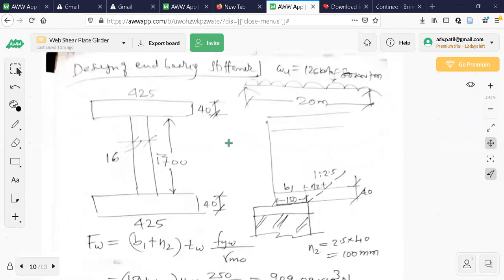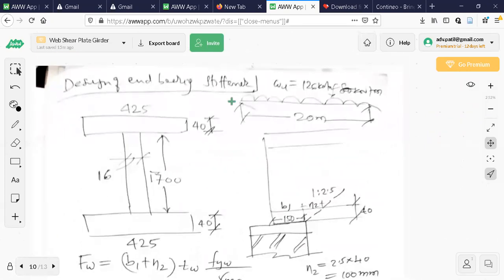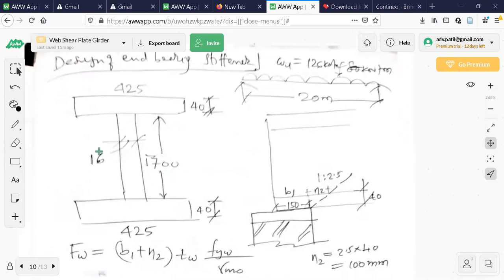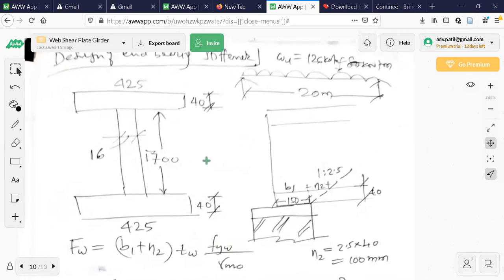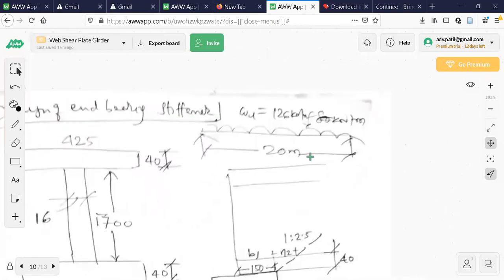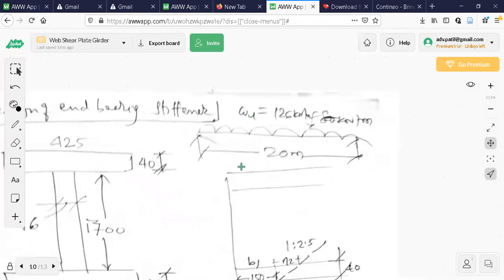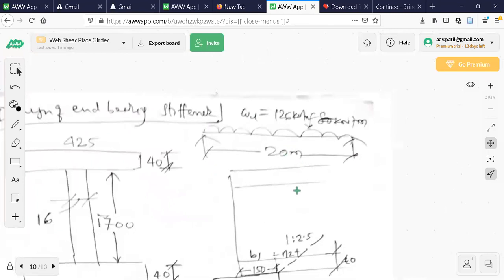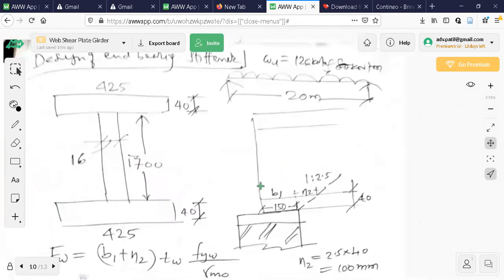Now observe here, some data is given. We are in the third or fourth step of the solution. These are the dimensions which are checked for shear buckling of the web and flexural strength of the flanges. That is already checked and it is okay. The span is 20 meters, and the total factored UDL for this plate girder is 126 kilonewton per meter. Many steps are already over in this.